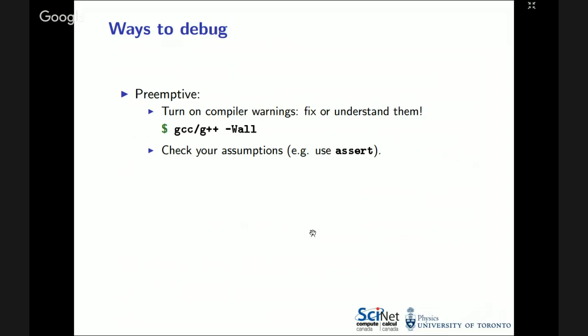Okay, how we can debug. There is a preemptive way. As I say, it's always a good idea to turn on all the compiler warnings. So use -Wall, it's warning all. Another way that you can actually include in your code is using asserts. Basically, with assert, you have a variable that you know has to be positive, so you can put an assert command in your code.